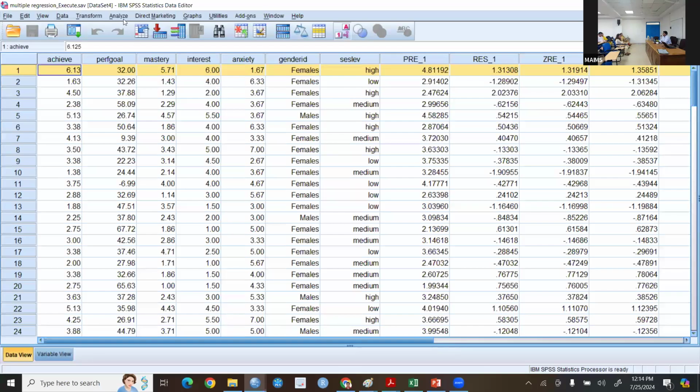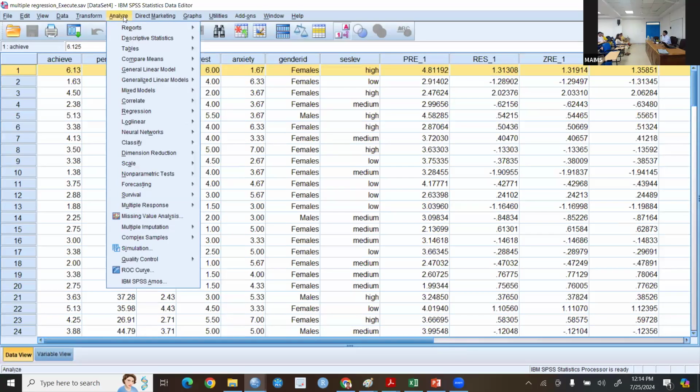Go to analyze and click on descriptive statistics. Descriptive statistics, and go to explore. These are the steps which you should note down. Analyze, descriptive. So if you are having your desktop, open this file, go to analyze, descriptive and click on explore.